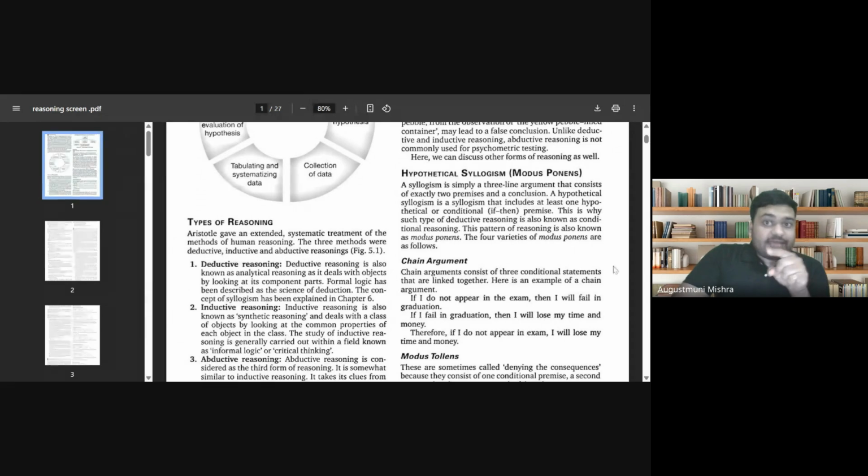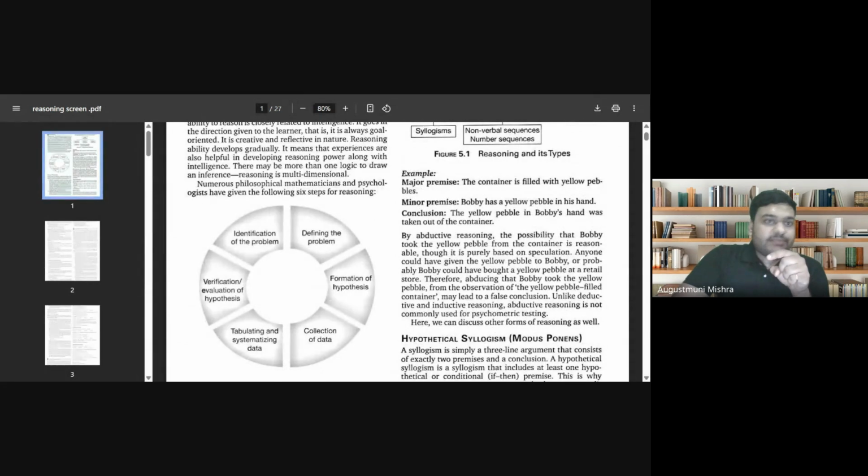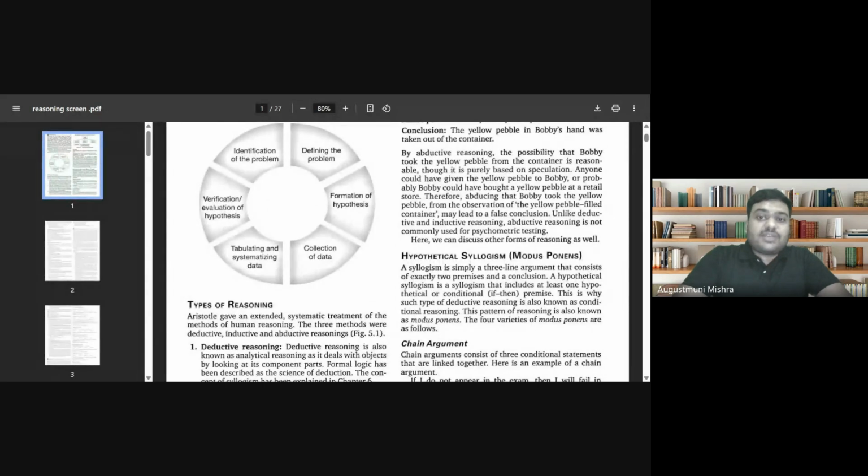Like in the previous example, we saw the premise. It also has exactly two premises and a conclusion. So we already discussed one example. A hypothetical syllogism is a syllogism that includes at least one hypothetical or conditional premise. One is categorical and one is conditional. This is why such a type of deductive reasoning is also known as conditional reasoning.